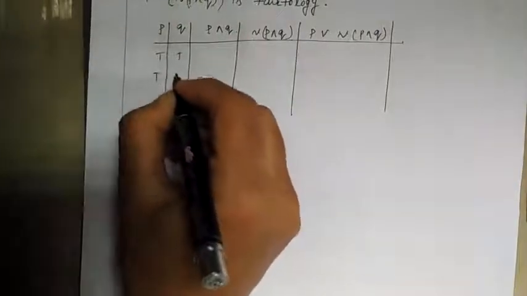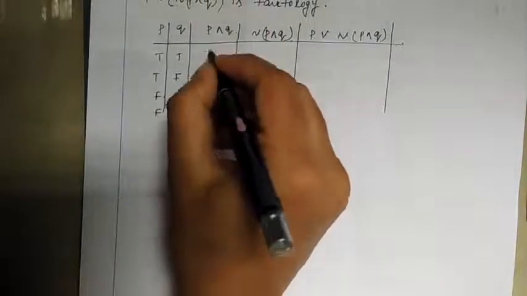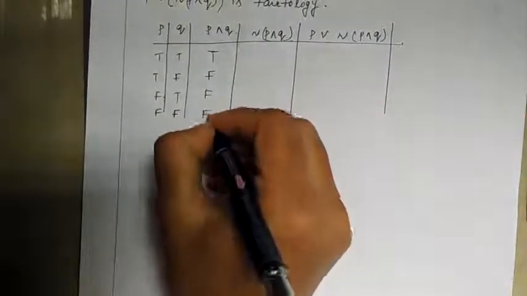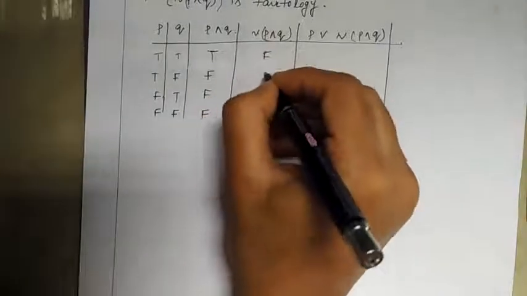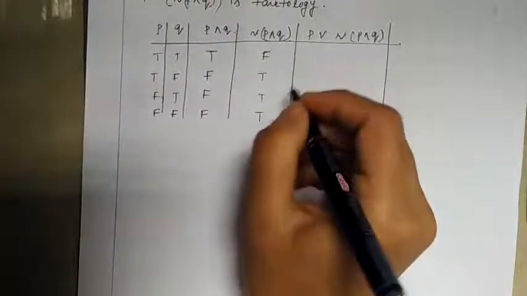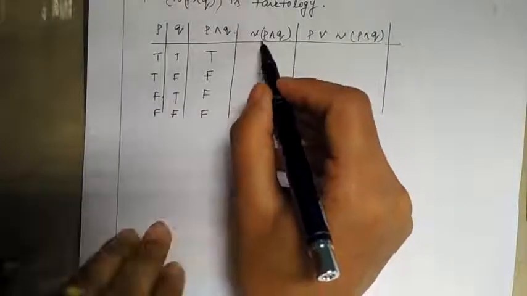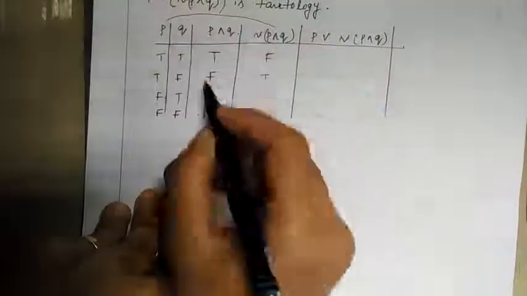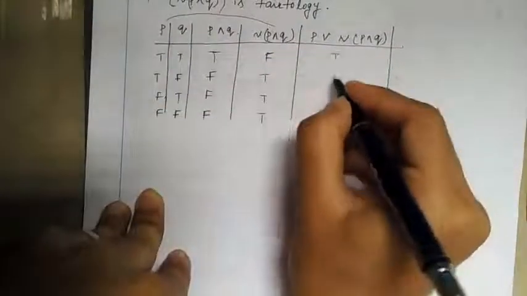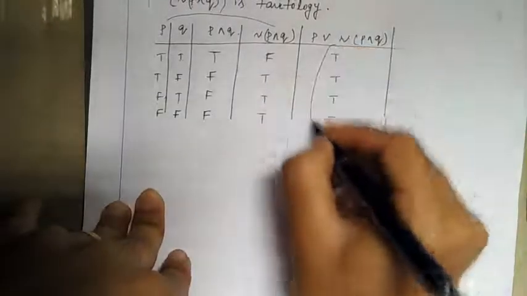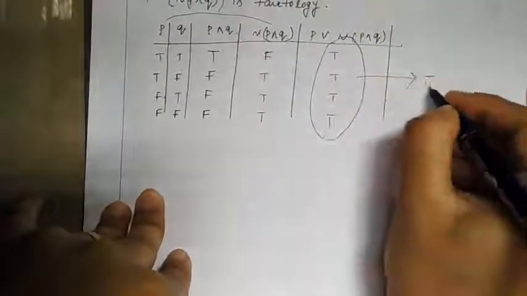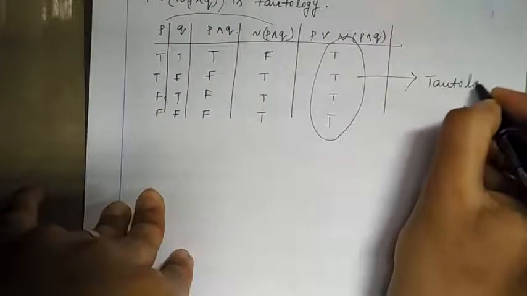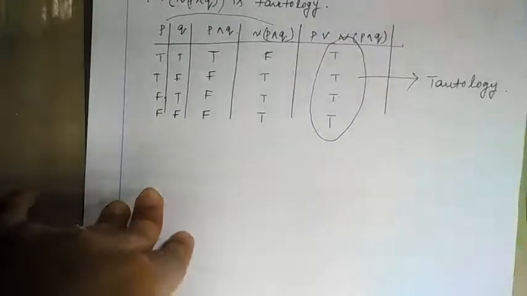True, true, true, false. P and Q is true, false, false, false. What will be the negation? False, true, true, true. Then P or negation of (P and Q). So these two we have to perform. You see, single true, true, true, true. Yes, we got all the values true. So this is a tautology. Got the answer?